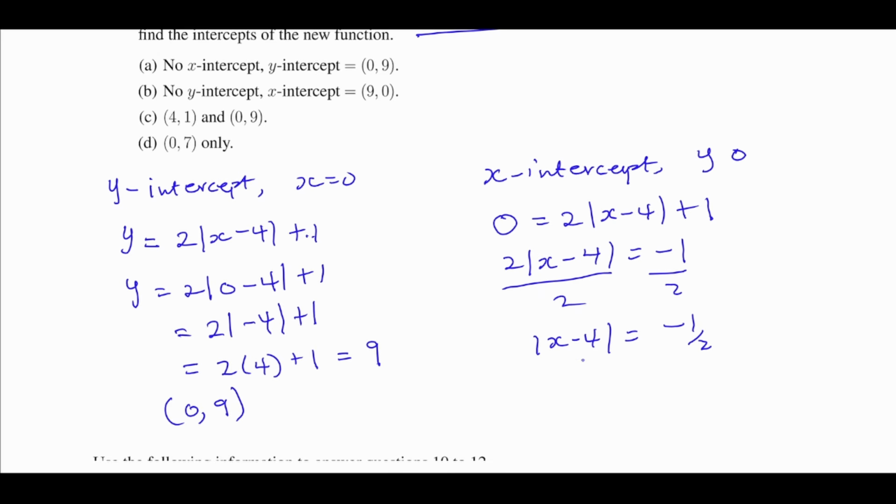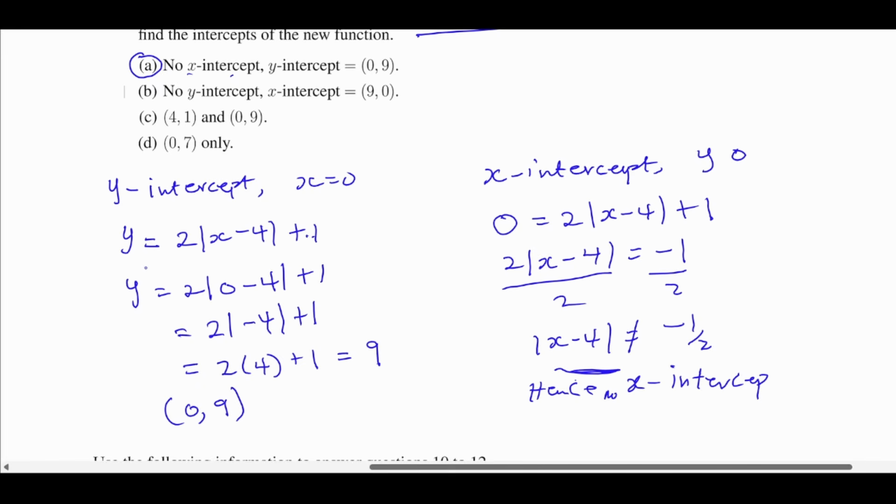Now, from the rules of absolute functions, we know that the absolute of x minus 4 is not going to give us a negative answer. And so definitely we can't find a value for x, and this particular equation is not true. So hence there is no x-intercept. And so which of them fits? There's no x-intercept, and the y-intercept is (0, 9). And so this is our answer.